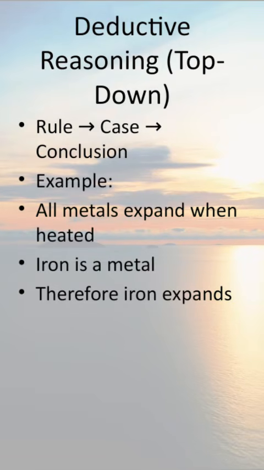Let's take a closer look at the structure of deductive reasoning, which is often described as rule, case, and conclusion. First, we start with a general rule or principle. For example, all metals expand when heated. This rule sets the foundation for our reasoning. Next, we look at a specific case that fits this rule, such as iron is a metal.